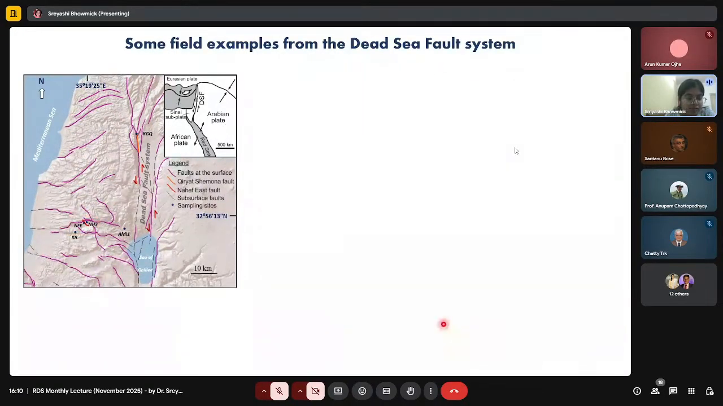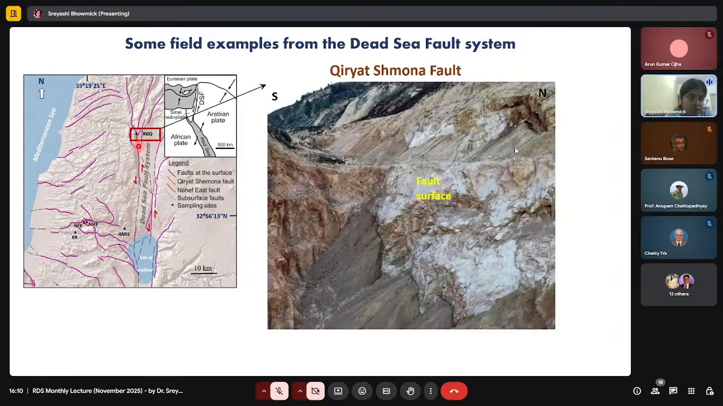Now let's move to one of the major strands of the Dead Sea fault. This is called the Kiryat Shmona fault, and this is very close to the Lebanon border. So this is exactly at the northern extremity of Israel. And if we stand here, there's a quarry. On both sides, the fault scarps are exposed, and we can see the Lebanon border straight away from here.